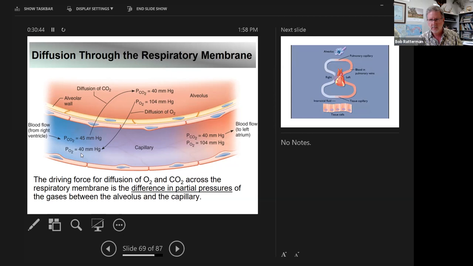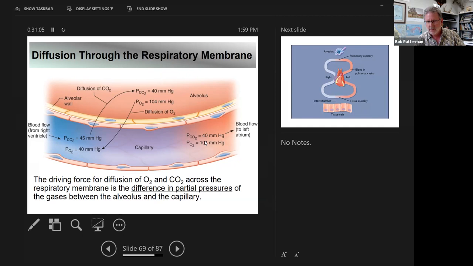104. Yeah, because it says this, but why? Because we cannot exceed the PO2 in the alveolus. It's impossible to go anything higher than this. But we can get to it. Do you understand what I'm saying? It's a physics thing. It's physics.